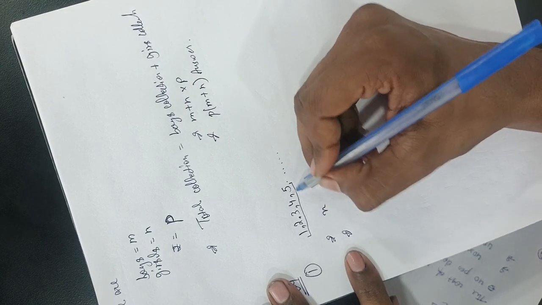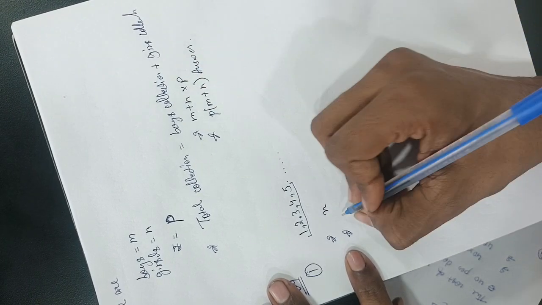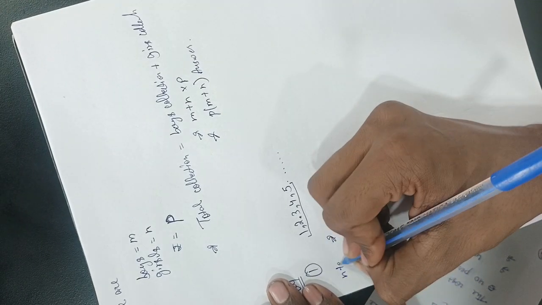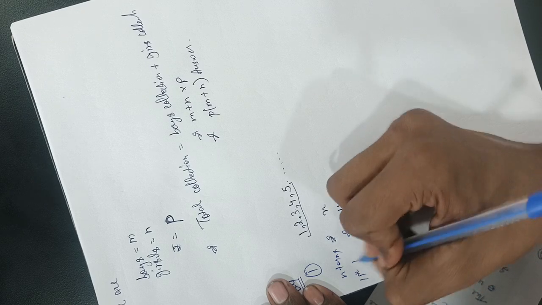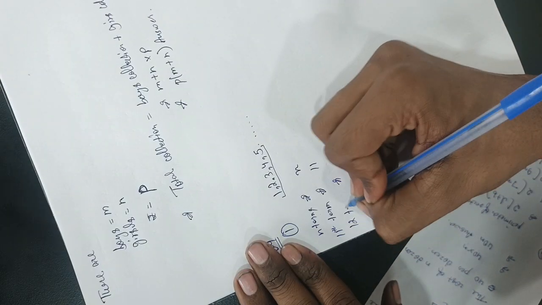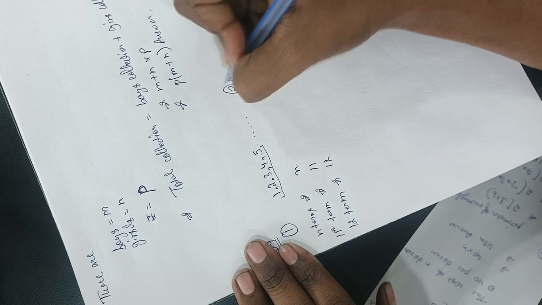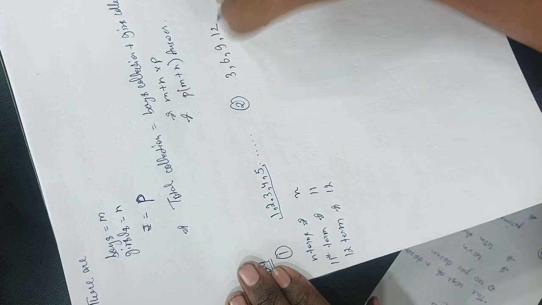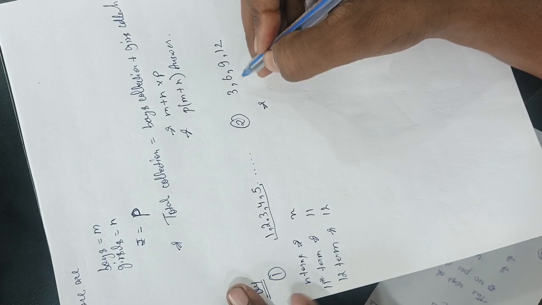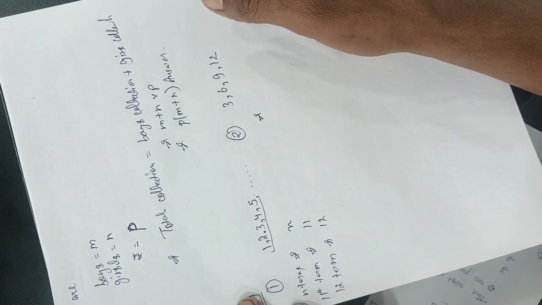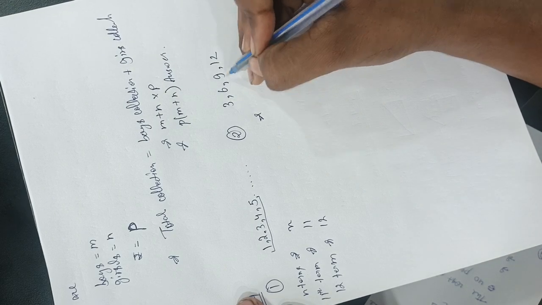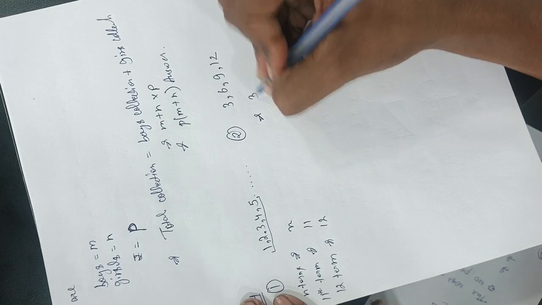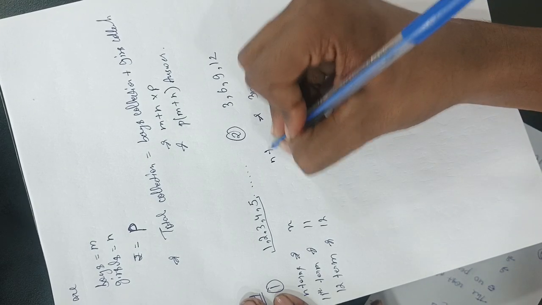So if it is like this, 5, 6, 7, 8, 9, 10, 11, the 11th term will be 11 only, and the 12th term will be 12. This is solved. Now the second one is 3 6 9 12. This is your question. Here also you have to find the n number of terms. The difference is 3, so the n number of terms will be 3n.